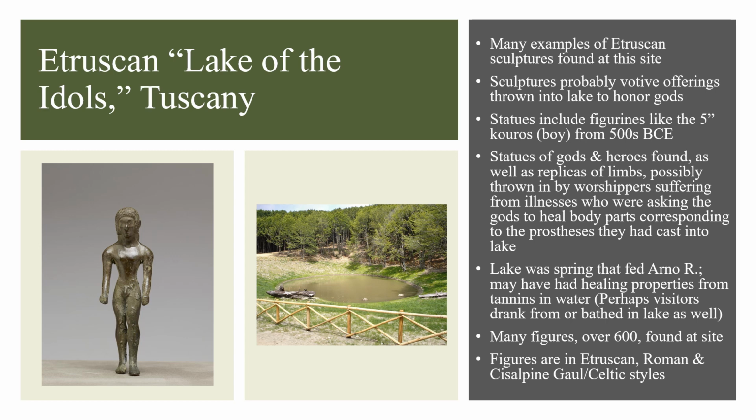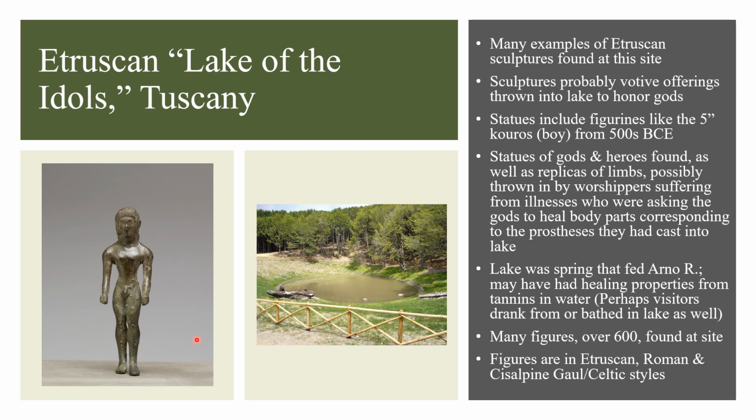And some of the statues include things like this 5-inch tall Kouros, or boy, bronze statue here. This one is from the 500s BCE. They're statues of gods and of heroes like Hercules, or Heracles, as he was known to the Etruscans. The Greeks called him Heracles.